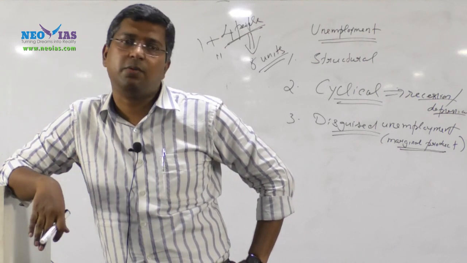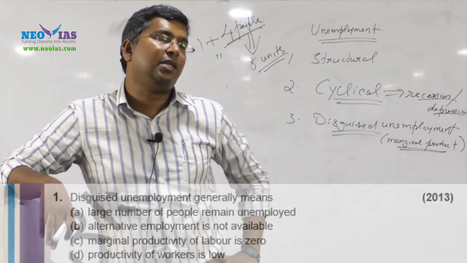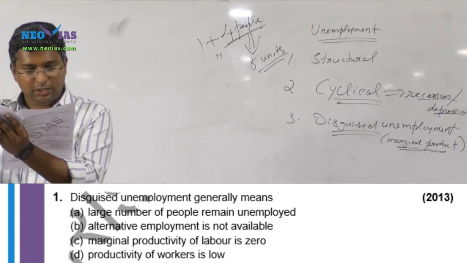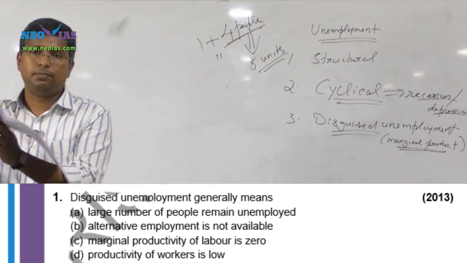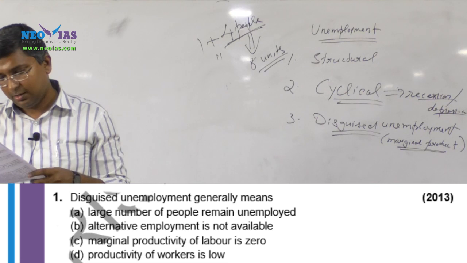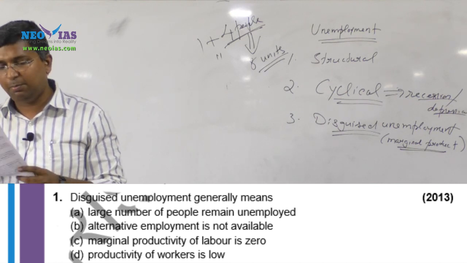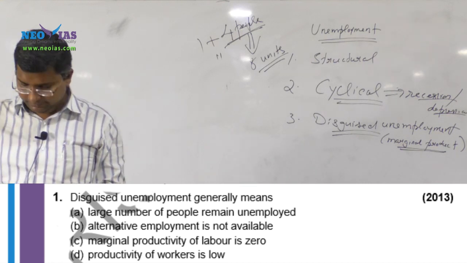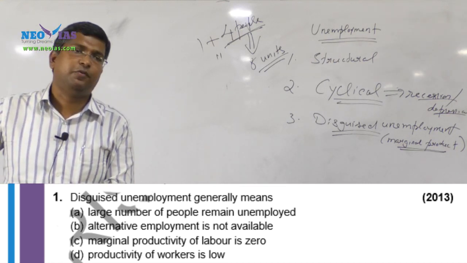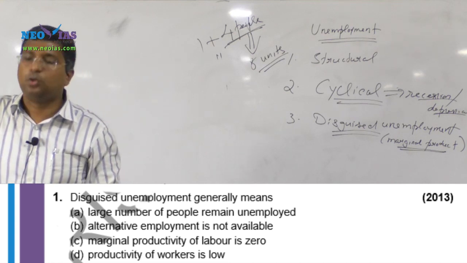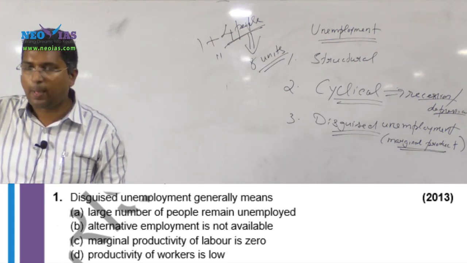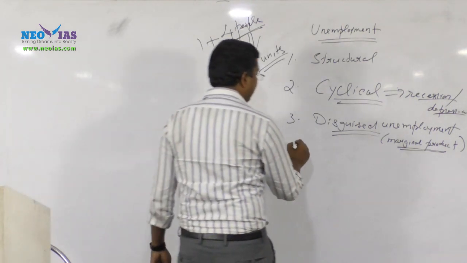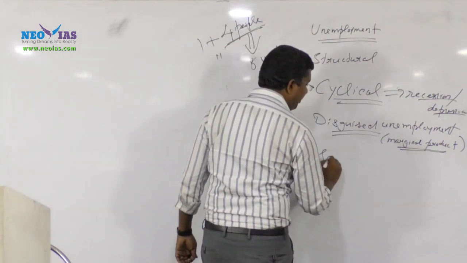This was the question UPSC asked in 2013. See the question, 2013 prelims question. Disguised unemployment generally means: large number of people remain unemployed? No. Alternate employment is not available? No. Marginal productivity of labor is zero. That's the answer. Productive work is none. Okay, so this is the third one. The fourth important one is seasonal unemployment. It's very simple.